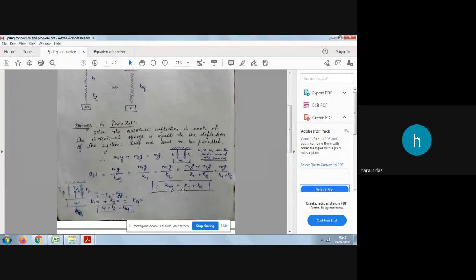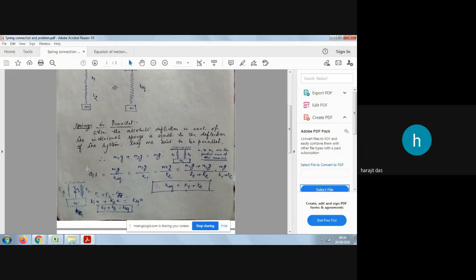So directly you can write K equivalent equals K1 plus K2. Or instead, you can write that spring force F1 plus F2 equals F equivalent. F1 is the spring force for K1, F2 is the spring force for K2, so these two spring forces equal the equivalent spring force. F1 equals K1x, F2 equals K2x, because x will be equal for these two springs as they are parallel. So K equivalent x, and from this equation K1 plus K2 equals K equivalent.